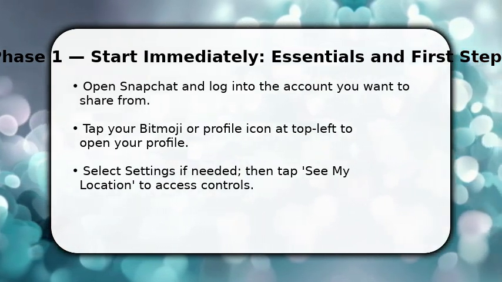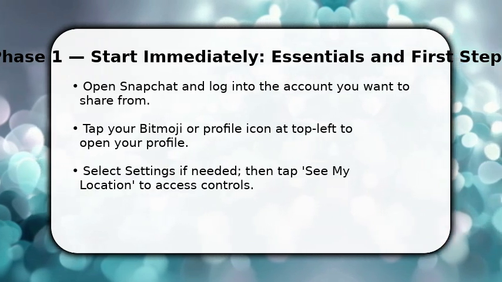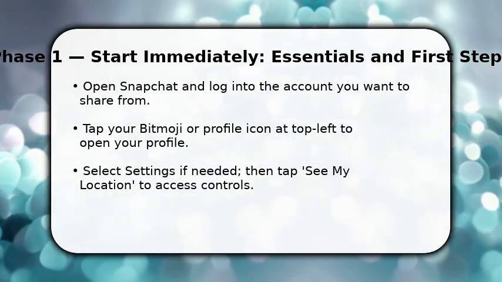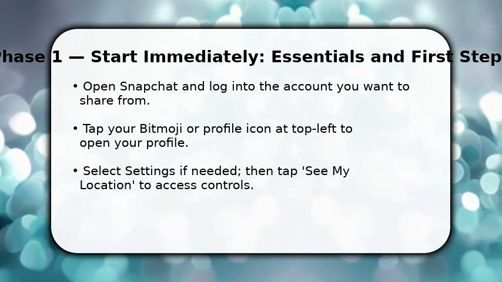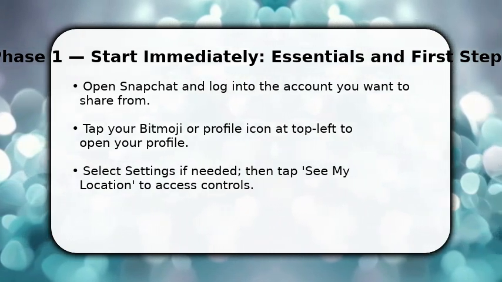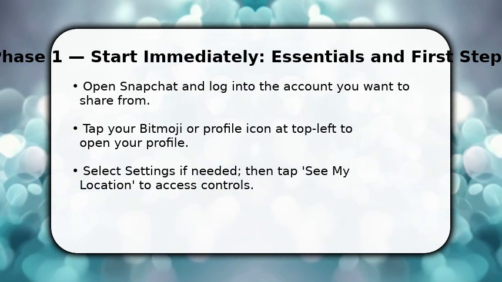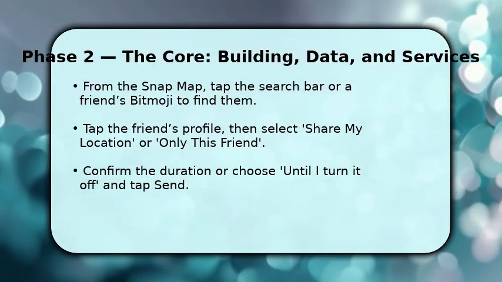With permissions granted, you're ready to choose who to share with. Next, we pick the specific person. Now navigate to the Snap map by tapping the map icon at the bottom left. Once the map is open, either search for the friend's name or tap their Bitmoji if visible.